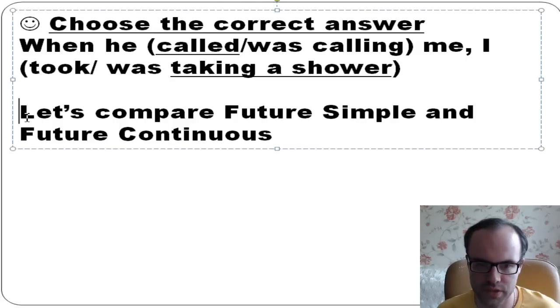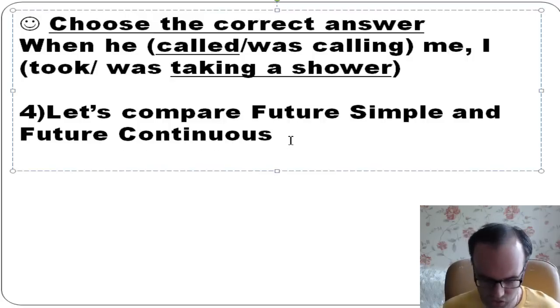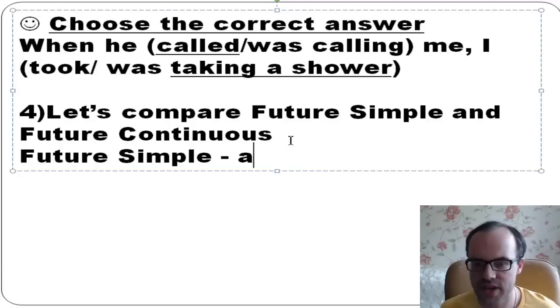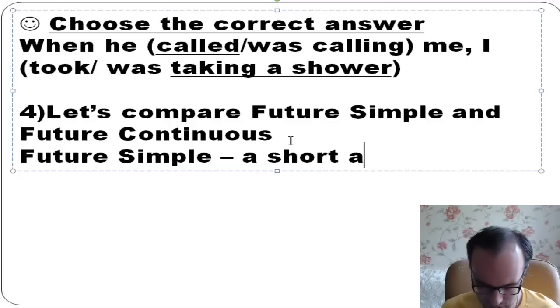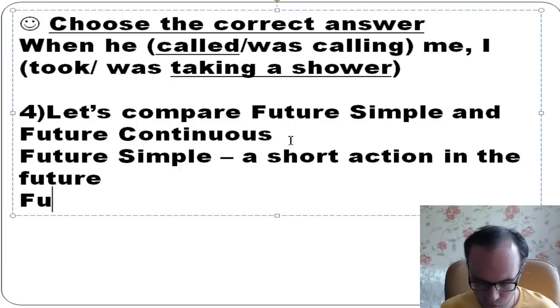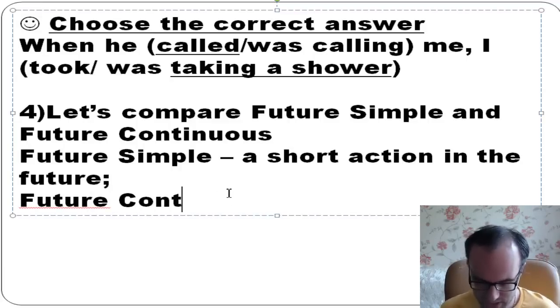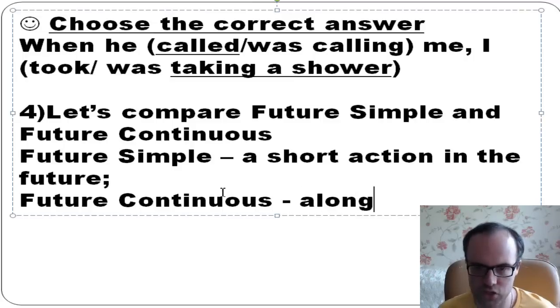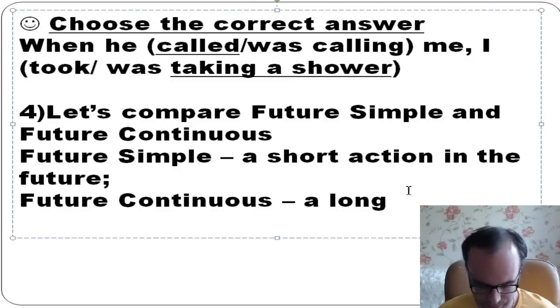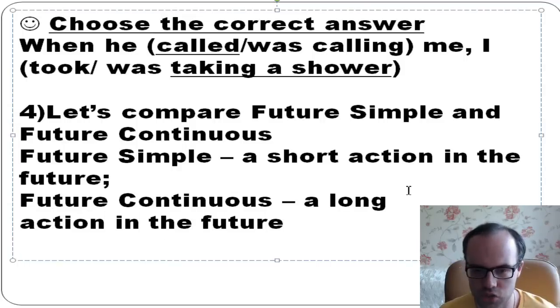Okay, so let's compare future simple and future continuous. What is future simple? It's a short action in the future. And what is future continuous? It's a long action in the future.